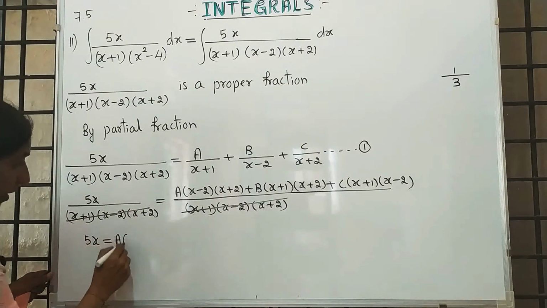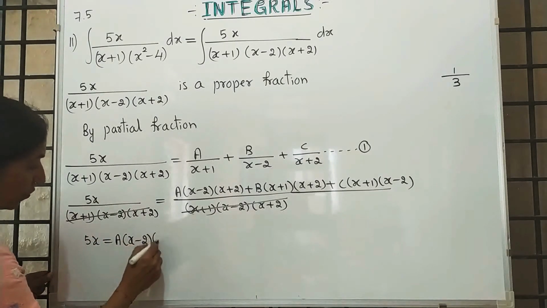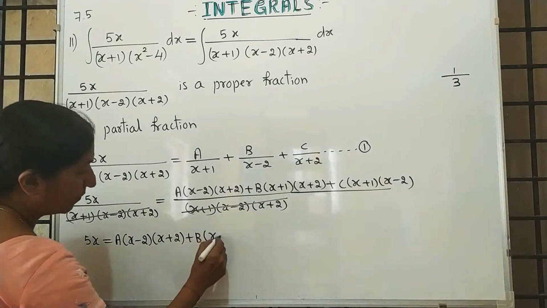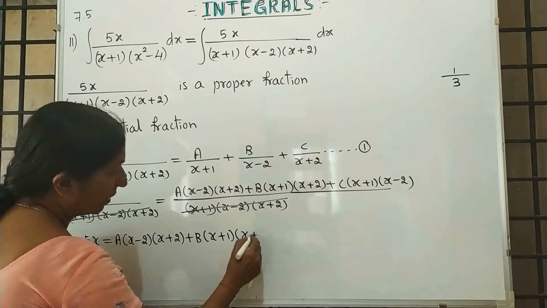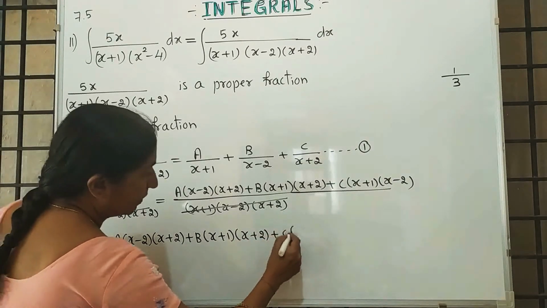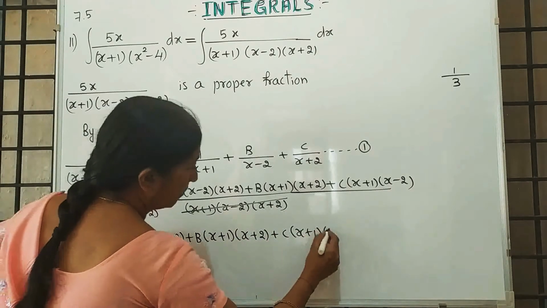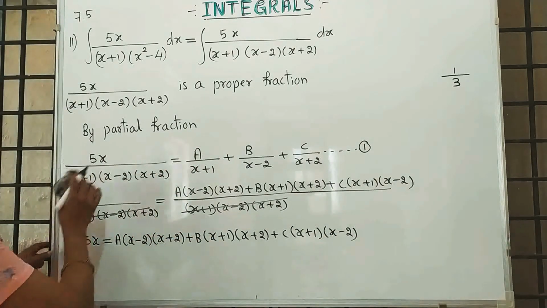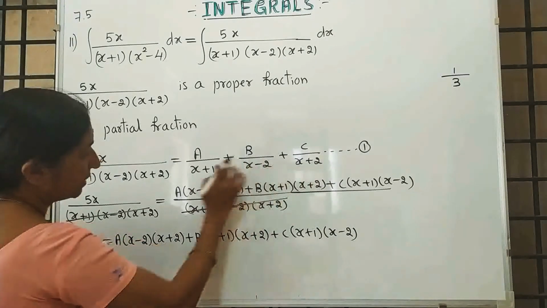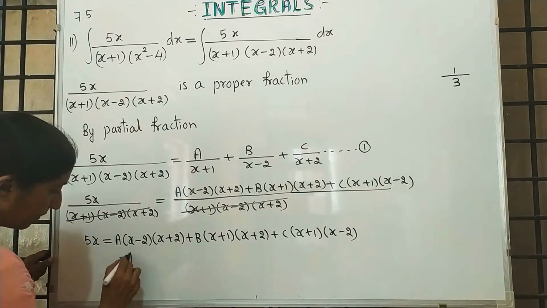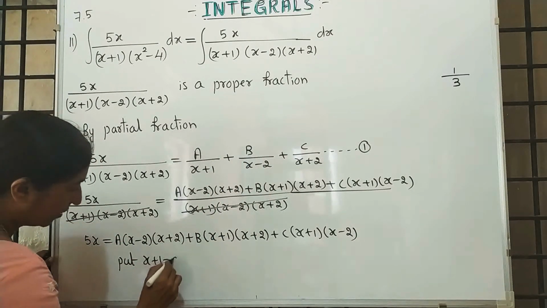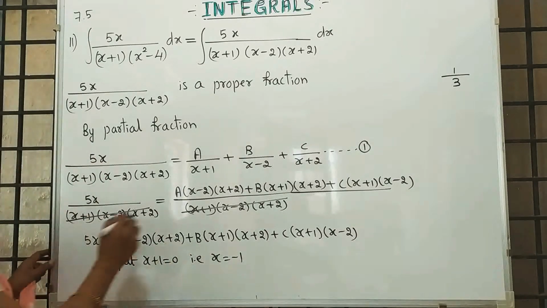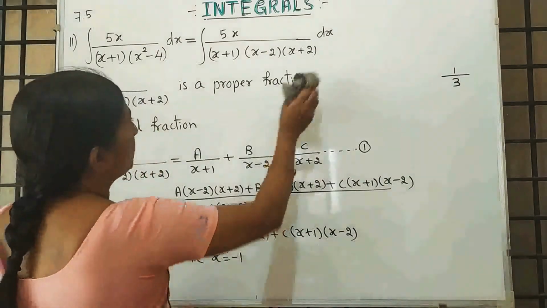5x is equal to A into (x minus 2) into (x plus 2) plus B into (x plus 1) into (x plus 2) plus C into (x plus 1) into (x minus 2). Now select the linear equations from the right side one by one. First I am taking x plus 1. Put x plus 1 is equal to 0, that is x is equal to minus 1 on both the left side as well as the right side.